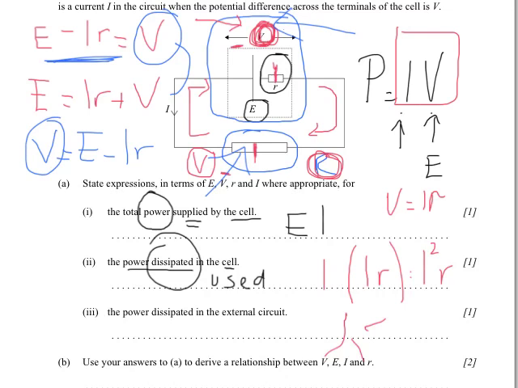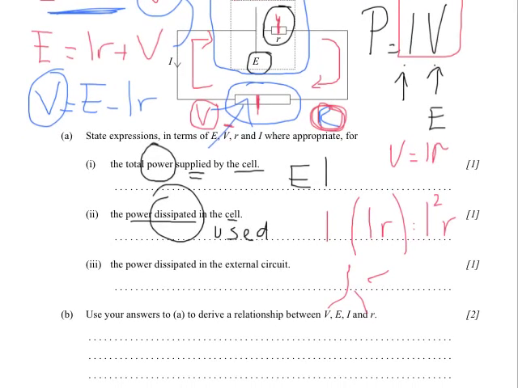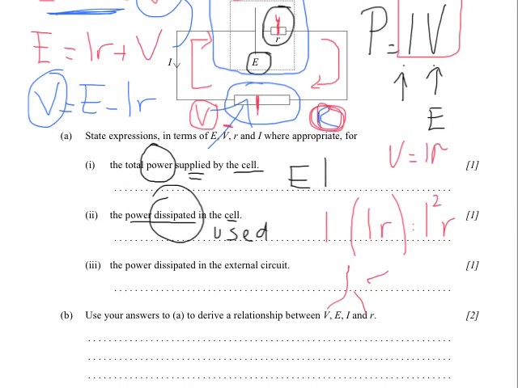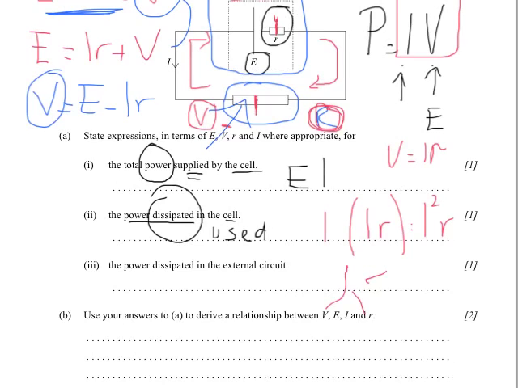So to cut a long story short, the power dissipated in the external section, across this resistor, is going to be, once again, remember we're working out power, so we need to do current times voltage. The current is I. What is the voltage? It's V, which happens to be equal to the V that we have to use in the first place.